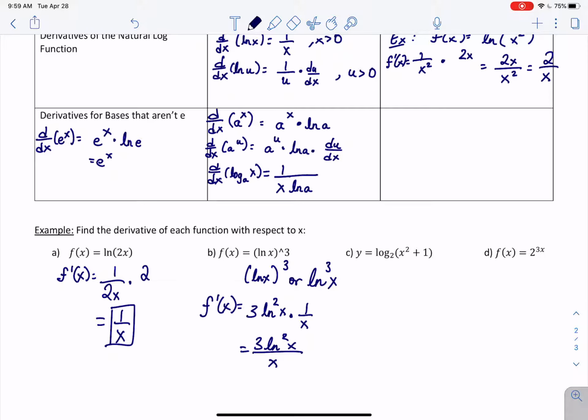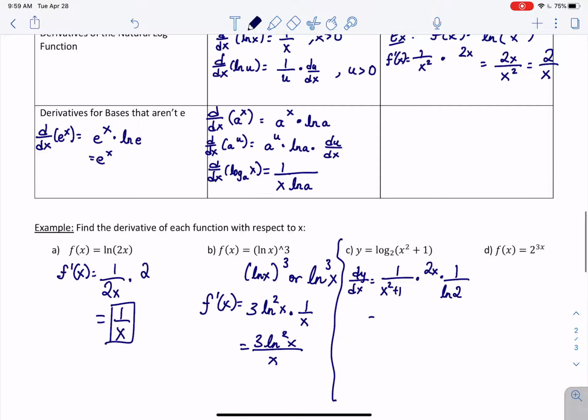For the next one, we have a base that isn't e. We have log base 2 of x squared plus 1. We want to find its derivative with respect to x. So we do 1 over the inside bit. So we keep that the same. And then we take the derivative of the inside piece. So that's times 2x. And then we multiply 1 over natural log of that base, natural log of 2. And so that's our full derivative expression. So we get 2x divided by natural log of 2 times x squared plus 1.